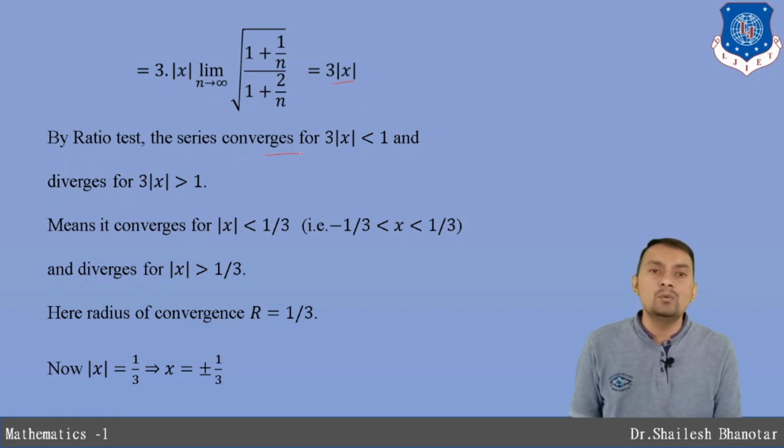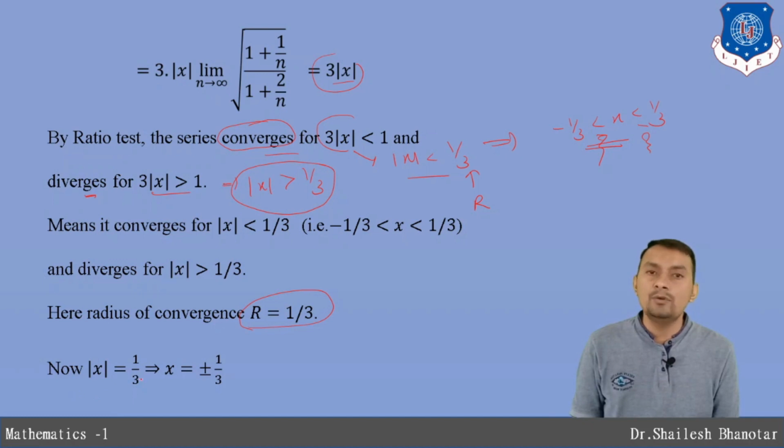So this series is convergent if I assume that this quantity is less than 1. What does that mean? This means that mod x is less than 1 by 3, then the series is going to be convergent. And if we get this quantity greater than 1, that means this series is going to be divergent, and from this you can write mod x is greater than 1 by 3. But from this, you can say minus 1 by 3 is less than x less than 1 by 3. This is our r, and therefore the radius of convergence is nothing but 1 by 3.